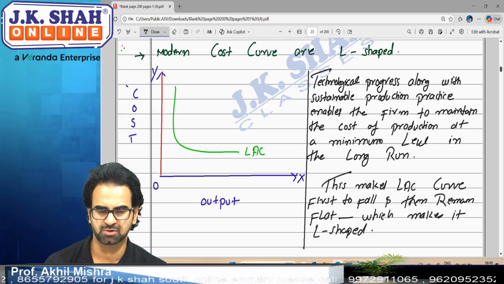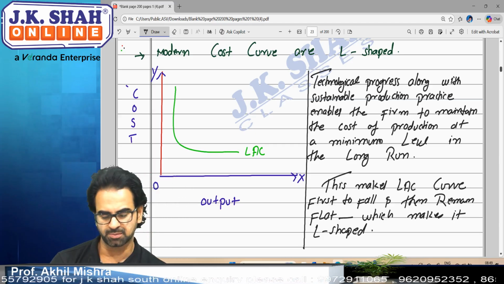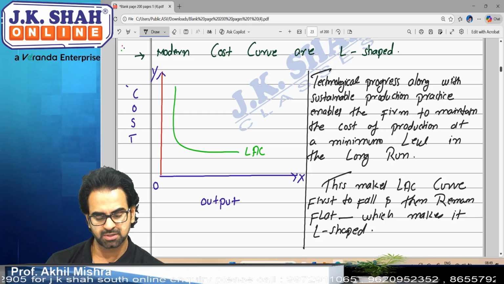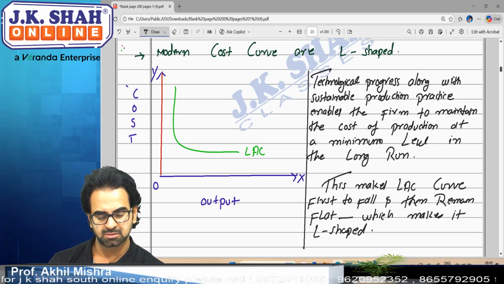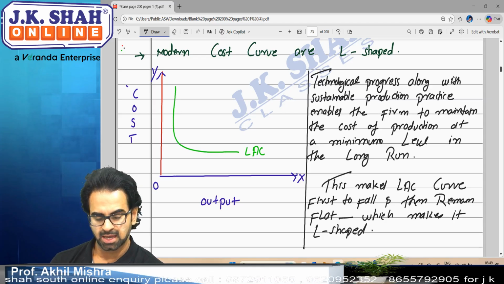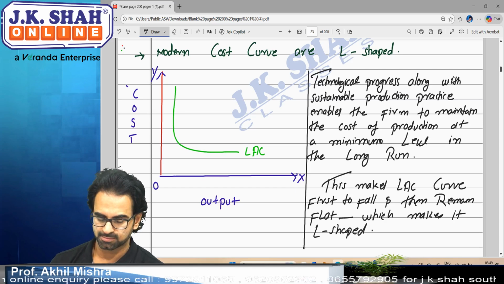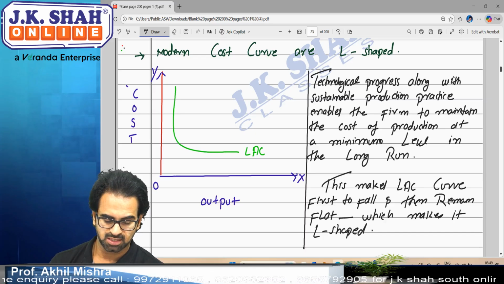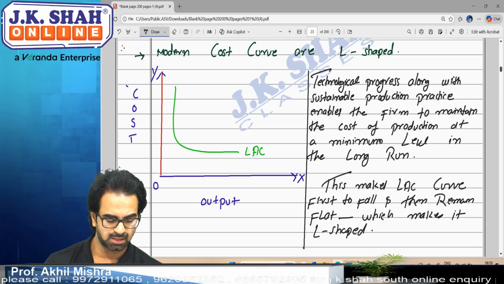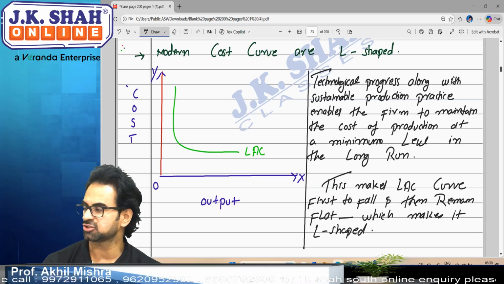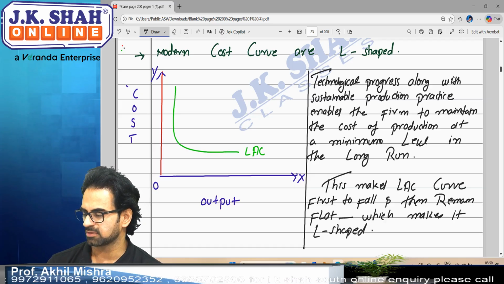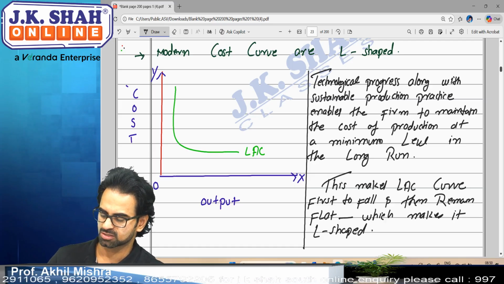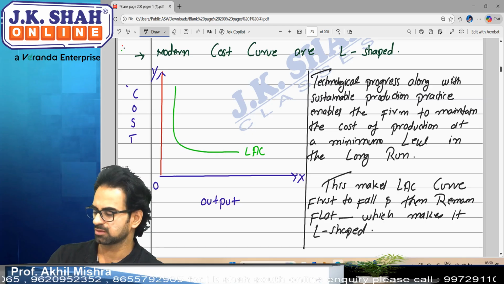As I told you, the reason why LAC has an L shape is that technological progress along with sustainable production practice enables the firm to maintain the cost of production at a minimum level in the long run. Because of technological advancement, this makes the LAC curve first fall and then remain flat, which makes it L-shaped. Please copy this and write it back. This was the last question of this cost chapter, and then we shall go into the next chapter, which is called types of market.